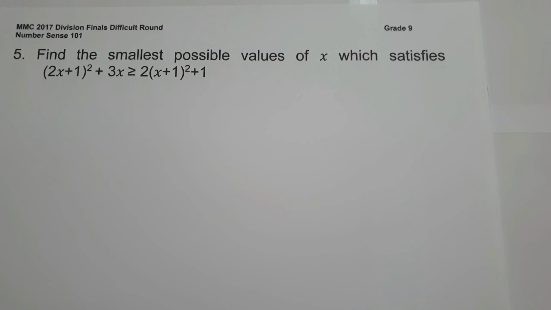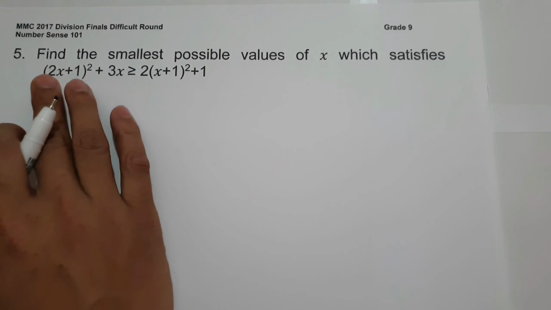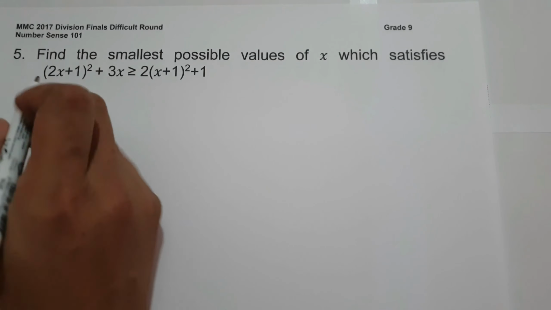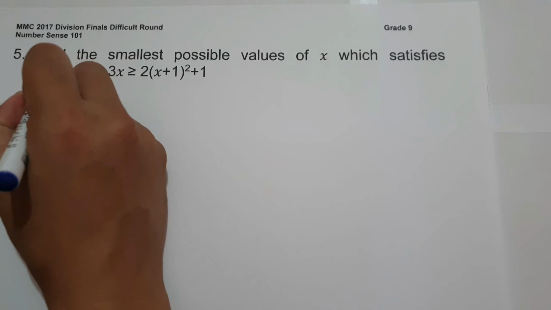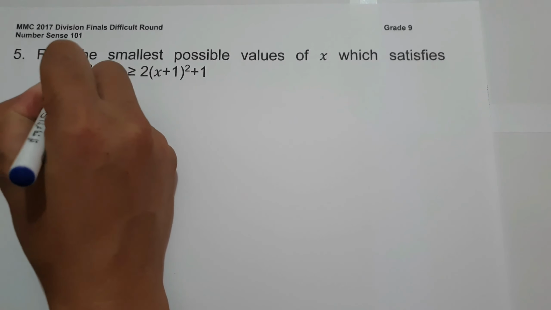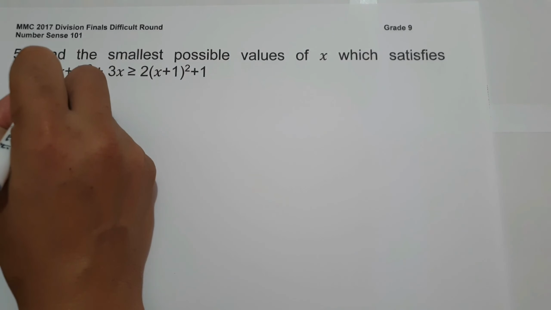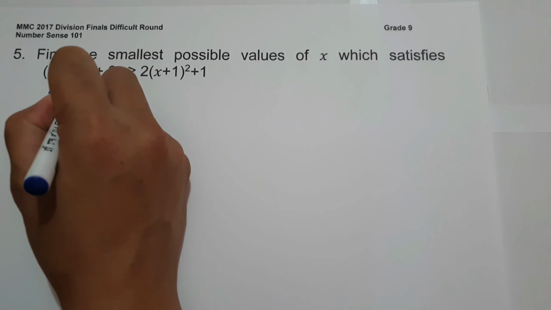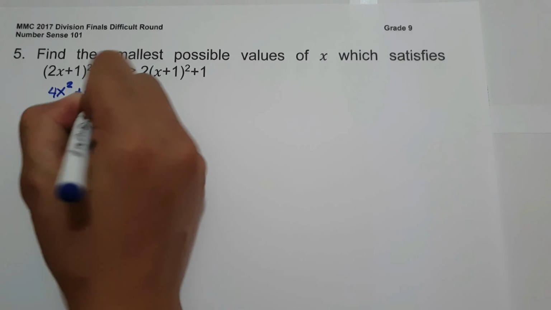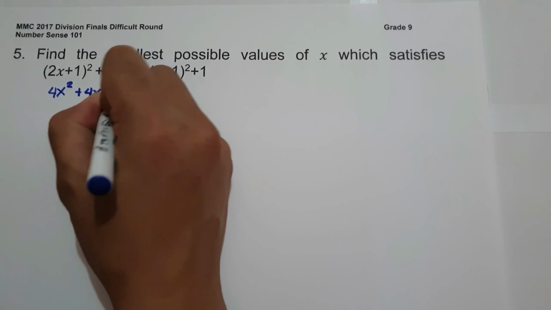On number 5, find the smallest possible value of x that will satisfy the quantity 2x plus 1 squared plus 3x greater than or equal to 2 times the quantity x plus 1 squared plus 1. So to find the smallest possible value of x, let us simplify this one. So we have the square of the binomial, 2x multiplied by itself, that is 4x squared. And then 2x times 1 times the constant 2, that is 4x. And then 1 multiplied by itself, that is 1.